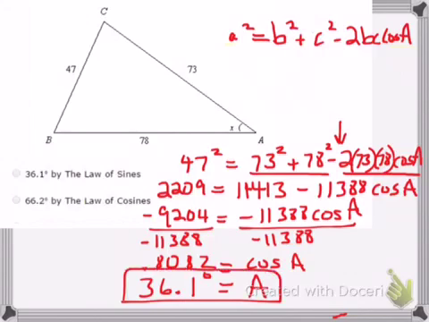Again, the tricky part, and the part that most students mess up when they use the law of cosines, is doing this subtraction too early. You can't get rid of the 11,388 by combining it with the 11,413. You have to divide it out and then do the inverse cosine to finish the problem. So that's how you use the law of cosines to find an angle.